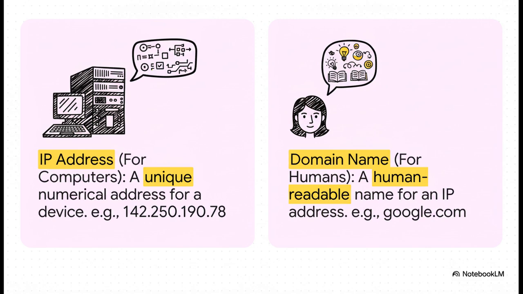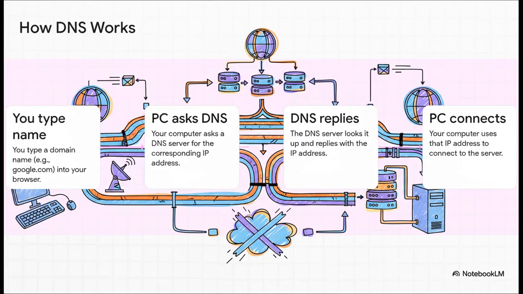So the big question is, how does the internet translate the words we type into the numbers it actually needs? Well, that's the job of something called the Domain Name System, or DNS for short. It's pretty simple, really. When you type google.com into your browser, your computer basically shouts out to a DNS server, hey, what's the number for google.com? The DNS server, that giant phone book, looks it up and replies with the IP address, like 142.250.190.78. And only then does your computer know the right number to call to connect to Google's server. It's this invisible but absolutely essential translator that makes the entire web user-friendly.